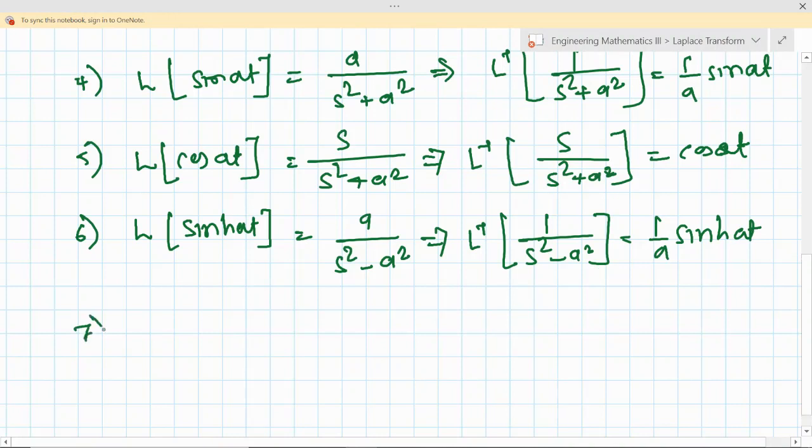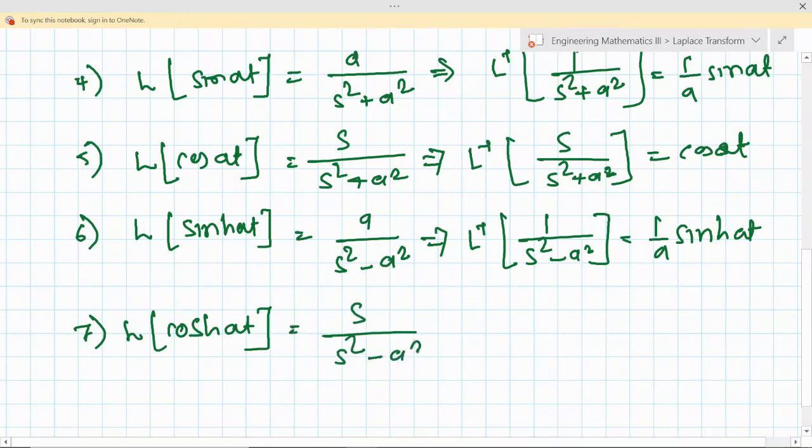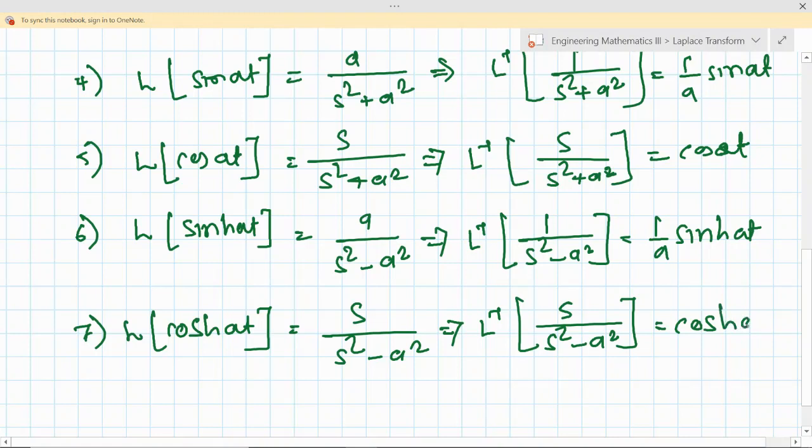So the seventh result, Laplace of cos hyperbolic at. The same as here, this is s upon s square minus a square, with a minus instead of plus. And the inverse Laplace of s upon s square minus a square is nothing but cos hyperbolic at.